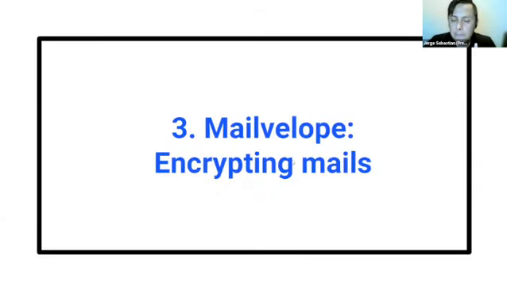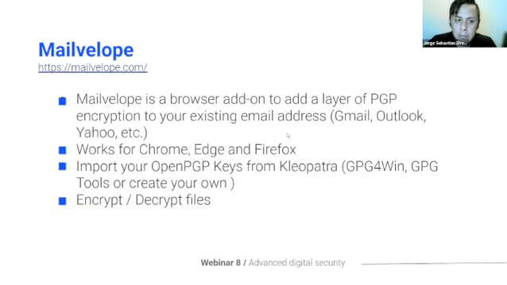Okay, all right. So this is how Mailvelope works. As I told you, it's a browser extension. It adds a layer of PGP encryption to your existing email address, and this works mainly for Gmail, Outlook, and Yahoo. Chances are you use any of these three main email providers. They have the biggest combined market share. You might have another email provider. If so, Mailvelope will not work, but chances are you at least have a Gmail or an Outlook account. Some of you may have a Yahoo account as well.